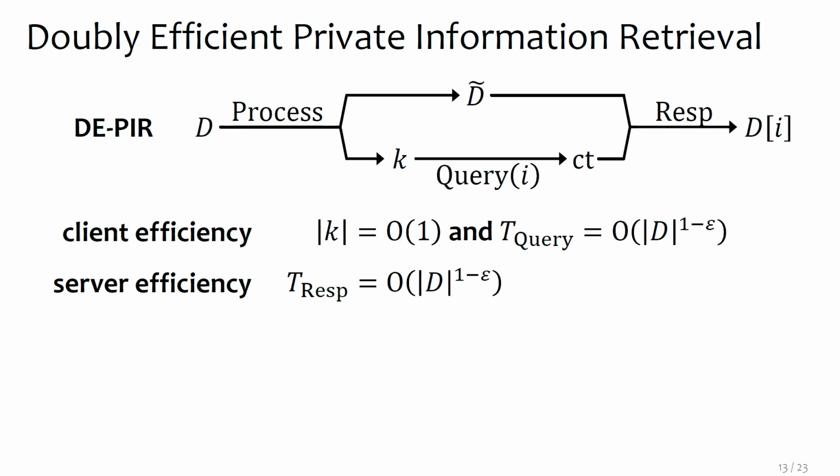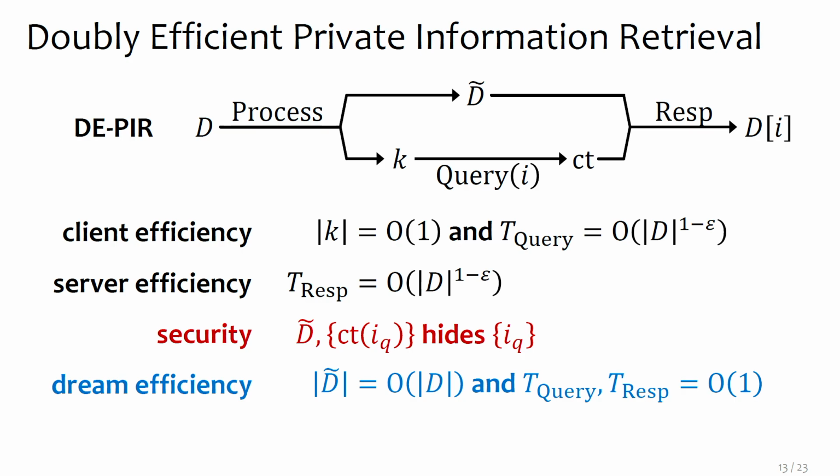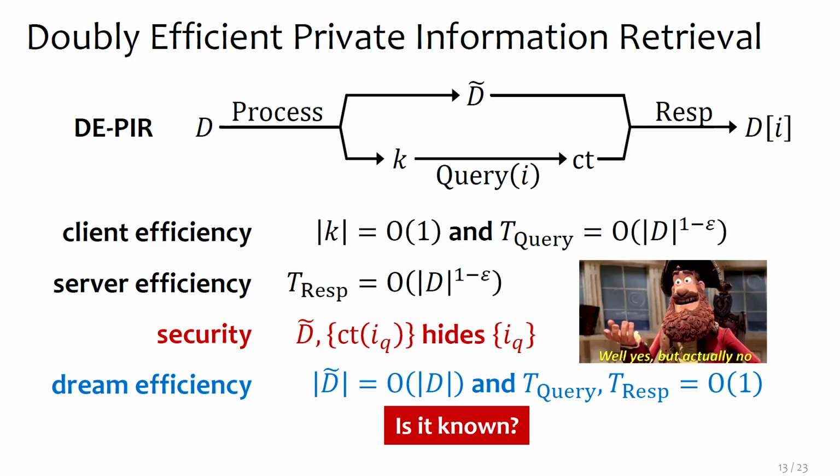It's doubly efficient because there's client efficiency, where the key size should be constant and the query time should be sublinear in the database size. And server efficiency says that the response time should be sublinear in the database size. For security, we require that the processed database and the ciphertext hide the indices of queries. And of course, the dream efficiency is that D tilde has linear size in D, and the query time and response time are constant. And is such a DEPIR known? Well, it's complicated, and I won't have time to go into this issue in this talk.